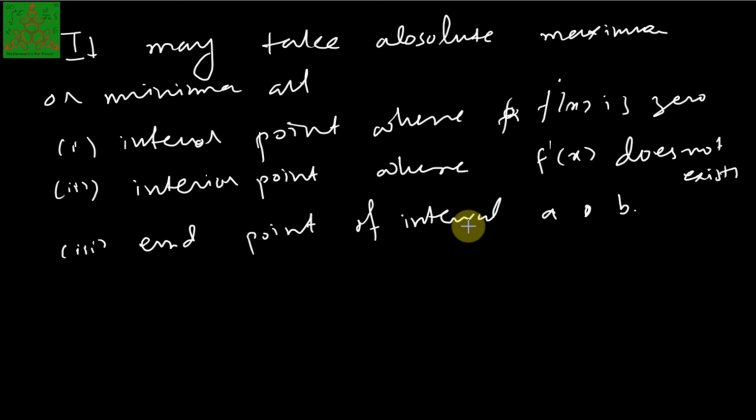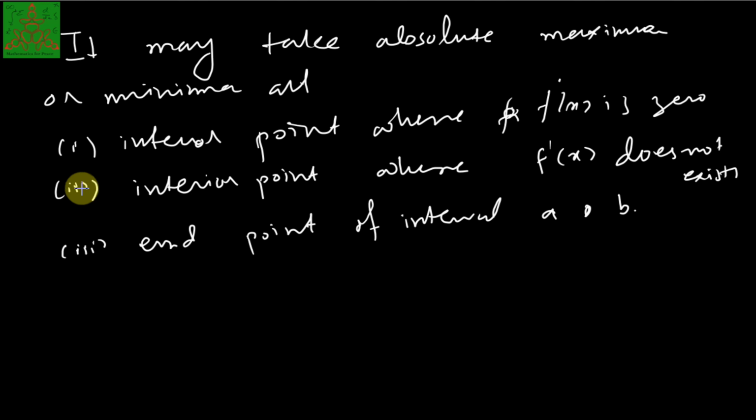That means either this maximum value occurs where f dash is 0. If the first condition is true, then we are through. In the second one, if it does not exist, that will never be possible because it is given that the function is differentiable. And the third possibility is that the maximum value exists at the end point of the interval. So the second possibility is invalid as it is given that the function is differentiable at every point in the interior of the interval AB. So that's why the second possibility is ruled out.